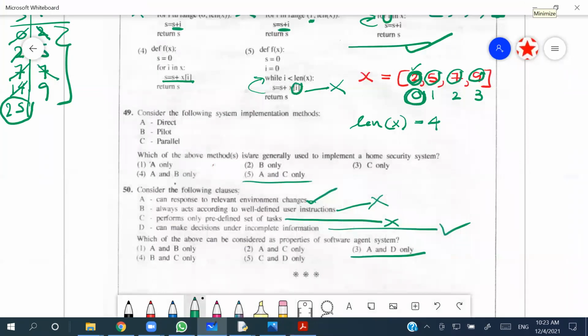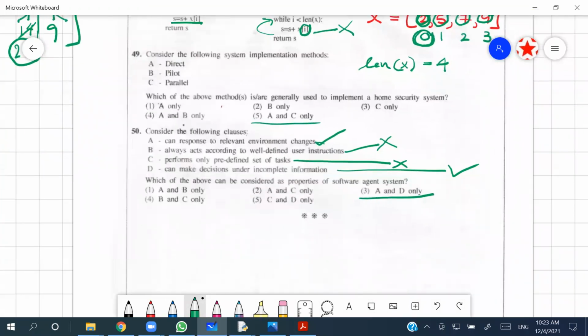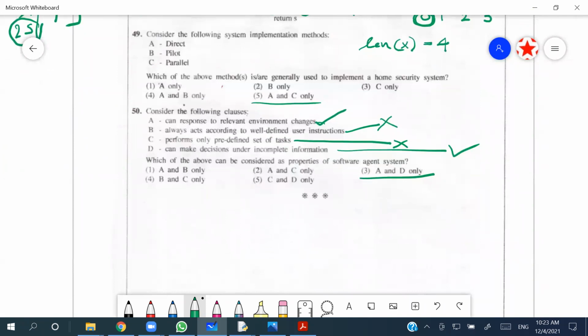Okay, so that's the end of the MCQ paper. Yes, so how were the marks, people? Can I know the marks? Everyone, please mark it and tell me how much you got out of 50.